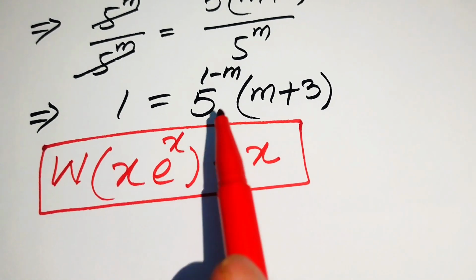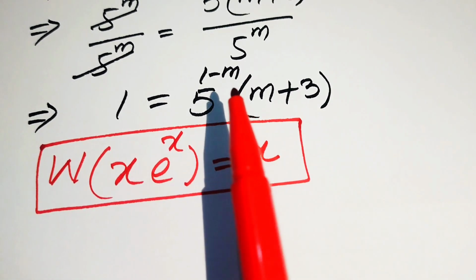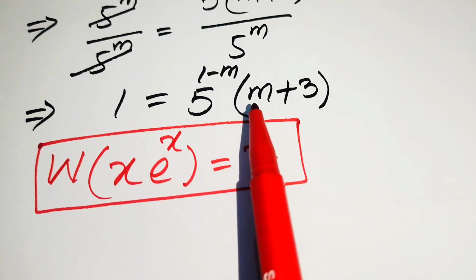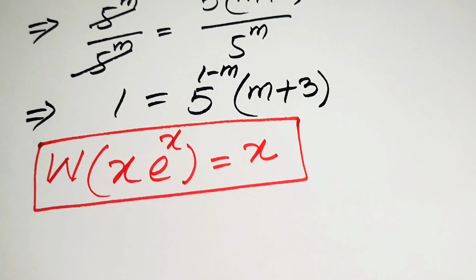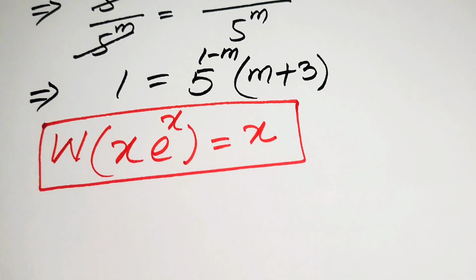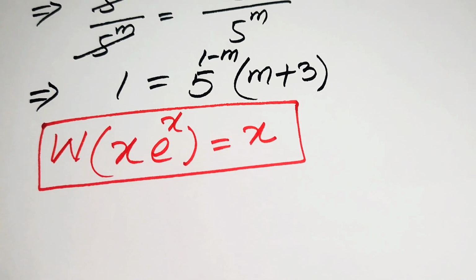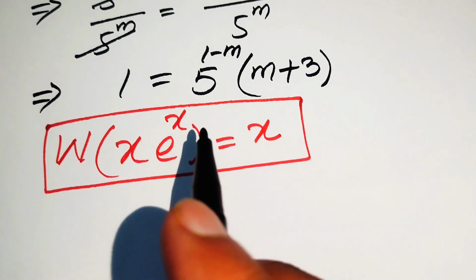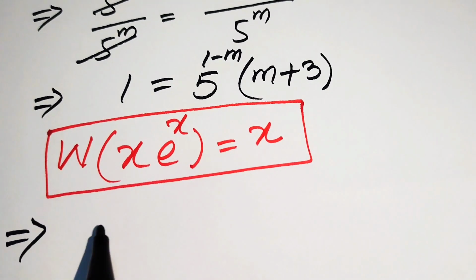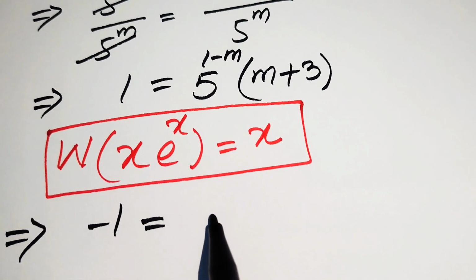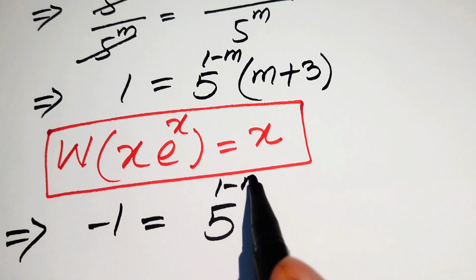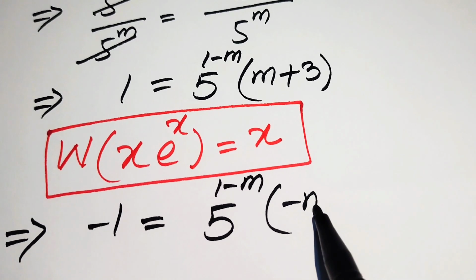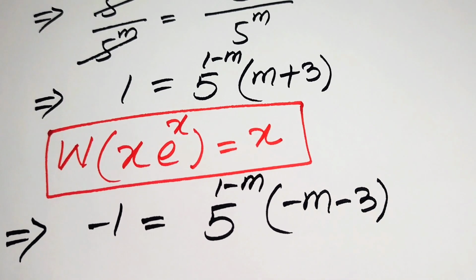So we make this type of condition here, so first we make the coefficients on these terms the same. We need to multiply both sides by -1, and it will be written as -1 equals 5 to the power of (1 minus m) times (-m minus 3).